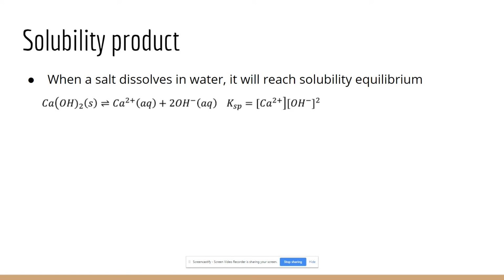Because it's always going to be solids on the left with the dissociation reaction, we're going to call it Ksp instead of K. The SP there stands for solubility product. It's always going to be a product since we're never going to have a denominator, and S for solubility. Otherwise, all equilibrium rules still apply here.